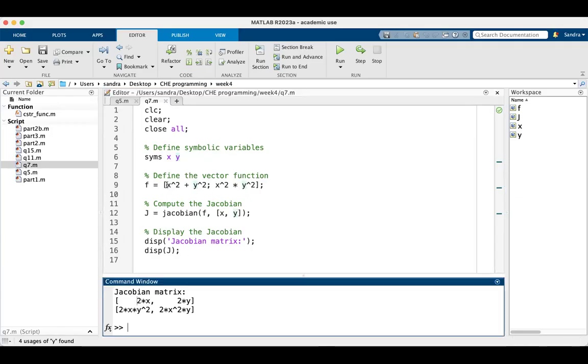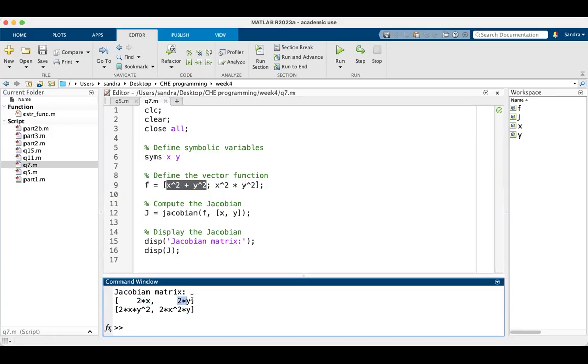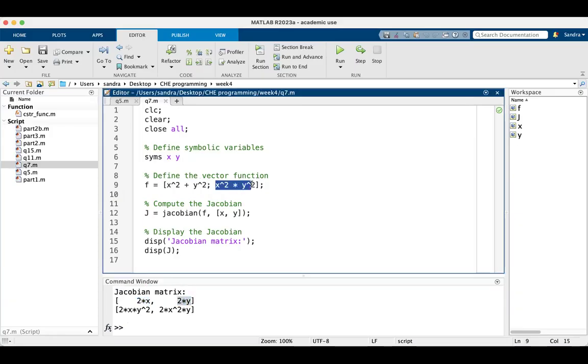The first function with respect to x will be 2x, right? And the next, with respect to y, will be 2y. So you have a 2x here and 2y here. Now for this term, you have to do it with respect to x. So that will be y squared multiplied by 2x. You can just manually do it. So it will become 2x multiplied by y squared. And when doing it with respect to y, it will become x squared multiplied by 2y.